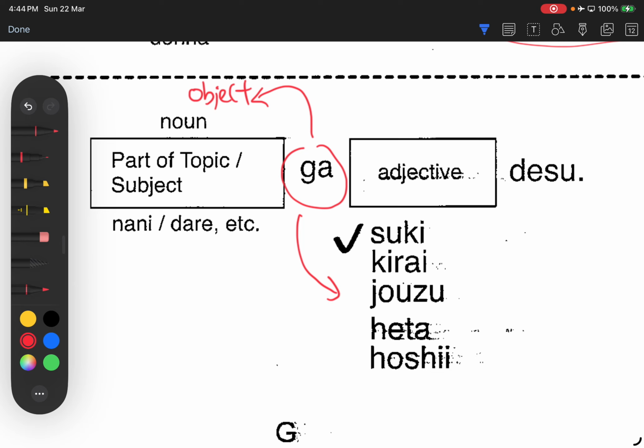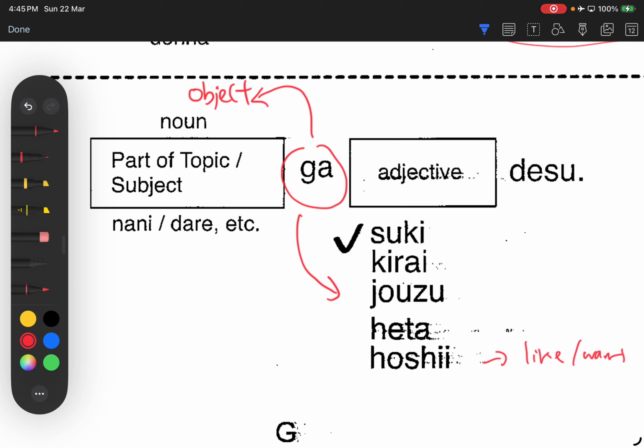欲しい is want, by the way. This is want. Okay, then I go through like, hate, good at, bad at, like. Right? So 欲しい is like, or rather want. Like to have, or rather want.